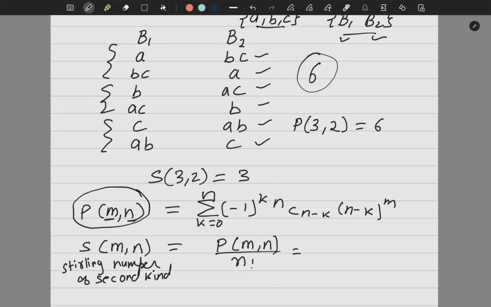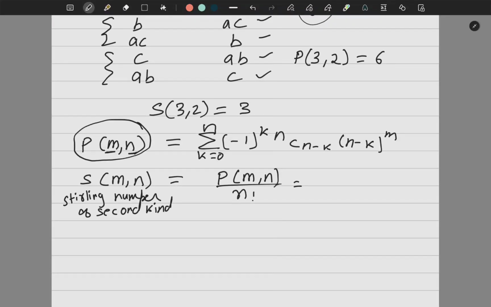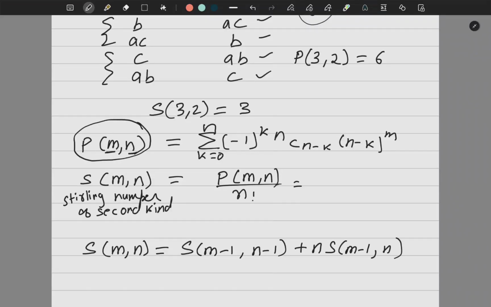I have one more formula to calculate this Stirling number. That formula is like a recurrence relation: S(M minus 1, n minus 1) plus n times S(M minus 1, n). Now how I can make it a recurrence relation, because whatever comes I can simplify further. How I am going to simplify it further, that I will tell you.